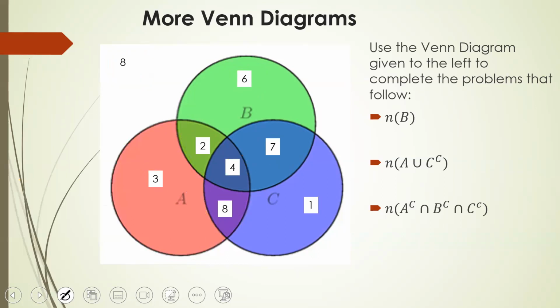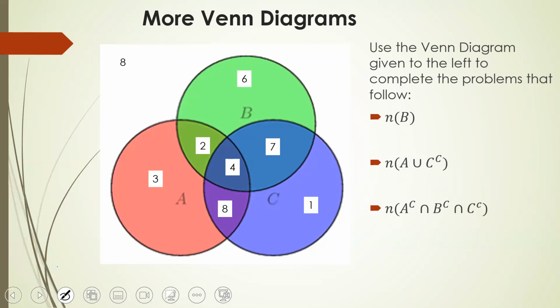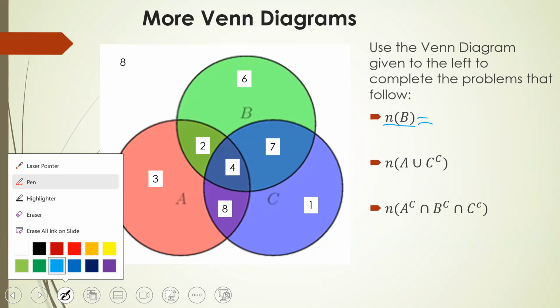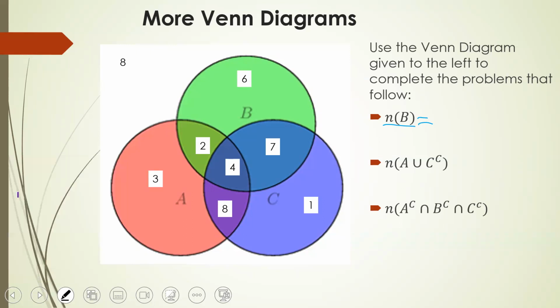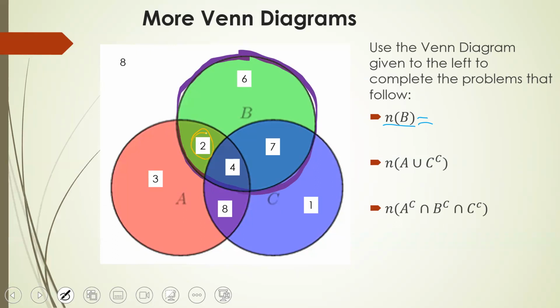Okay, so let's use this Venn diagram to find the cardinalities indicated on the right. First one asks us for the number of elements in the set B. And in a Venn diagram like this, each set is represented by a circle. And in the case of B, it would be this circle I've just highlighted. And anything that falls within that circle would be within that set. So I see that there are 2 elements here in this part of B, 4 here, 7 here, 6 here.